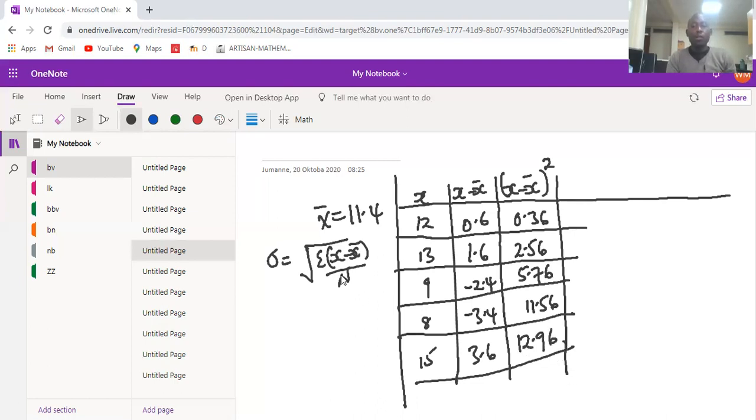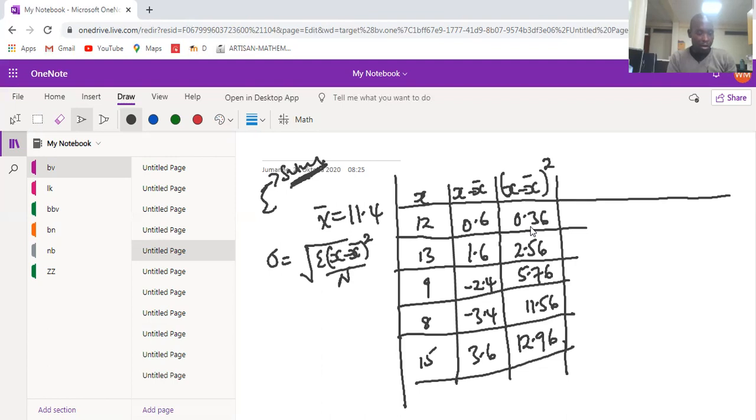Now, the formula talks about the sum. Remember, this sign simply means the sum. So we need to sum all x minus x bar squared so that we can get this value that we are going to use here. So I can add it upwards.